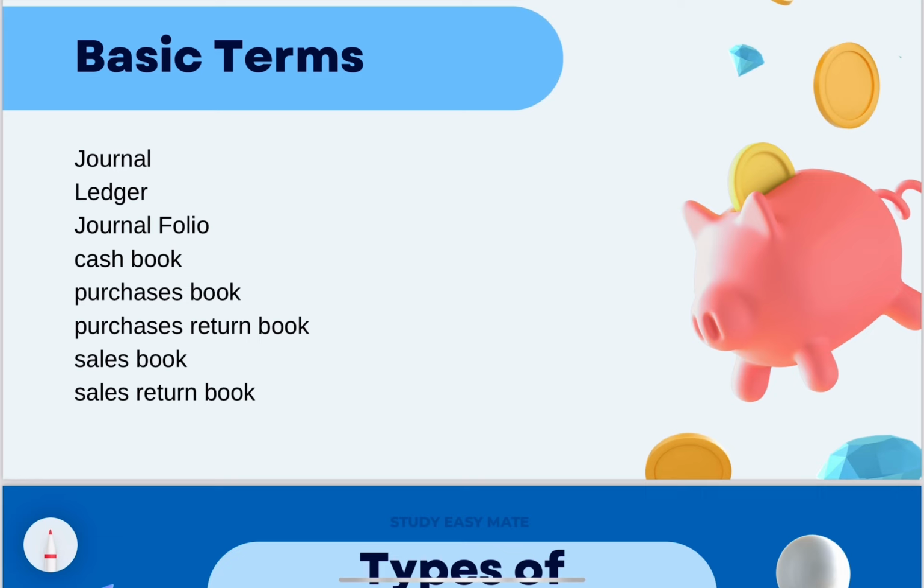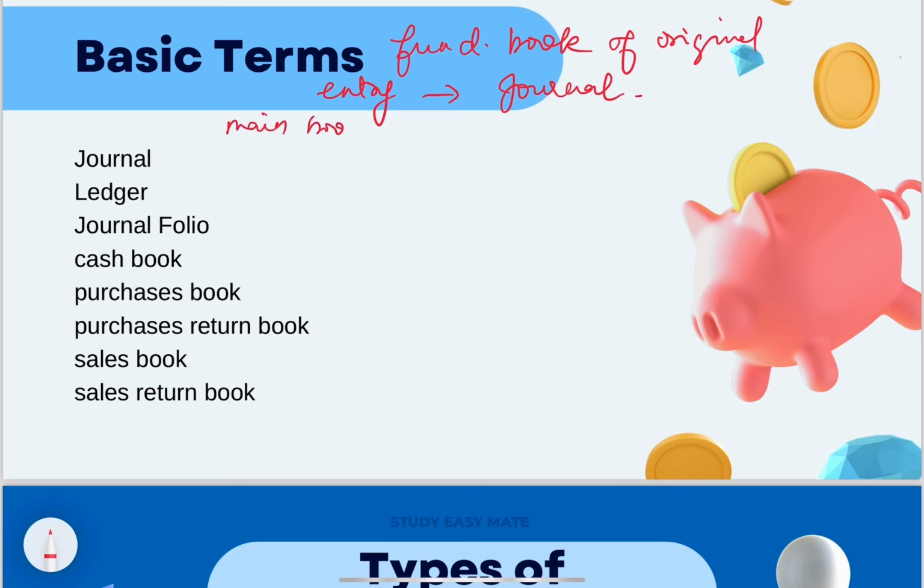Okay, tell me what is a journal. The activities that are documented in the fundamental book of original entry. So the fundamental book of original entry is called a journal, right? And then posted to specific accounts in the main book, it is known as the ledger. So this is a very common and general explanation for a journal and a ledger.